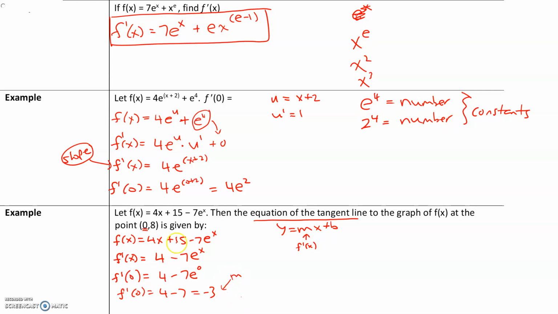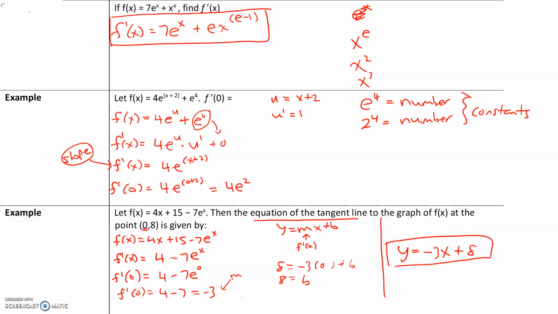Now in this equation, I replace y with 8 because I'm given that. I replace the m with negative 3. I replace the x with 0, and I have b. So negative 3 times 0 is 0. 0 plus b is b, so I get b is equal to 8. Which means my equation is this: y equals my slope m, which is negative 3, times x, plus my y-intercept, which turned out to be 8.